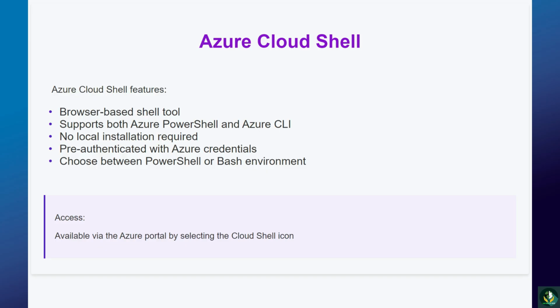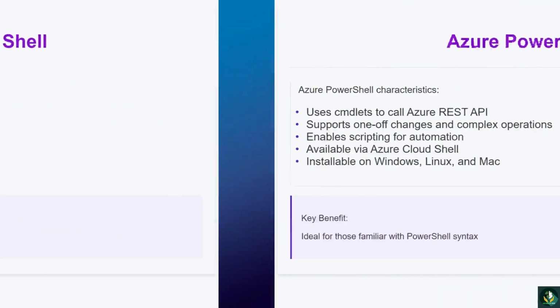Accessing Azure Cloud Shell is straightforward. It's available directly from the Azure portal. Users can simply click on the Cloud Shell icon to launch the environment, making it quick and easy to switch between graphical and command line interfaces as needed.